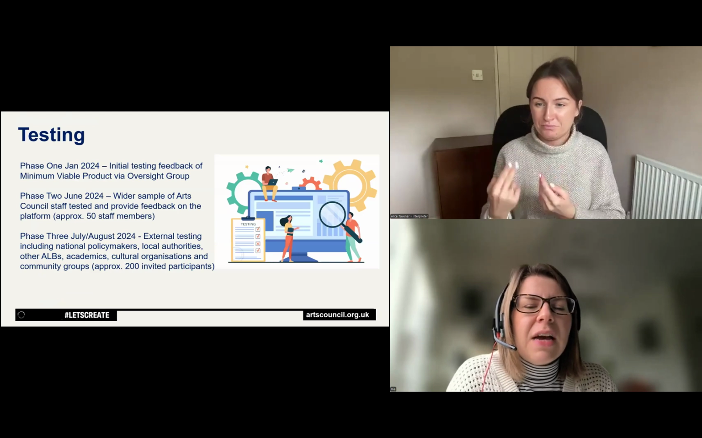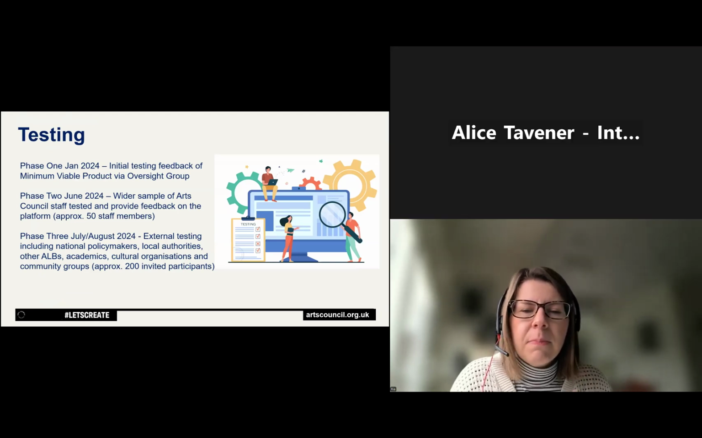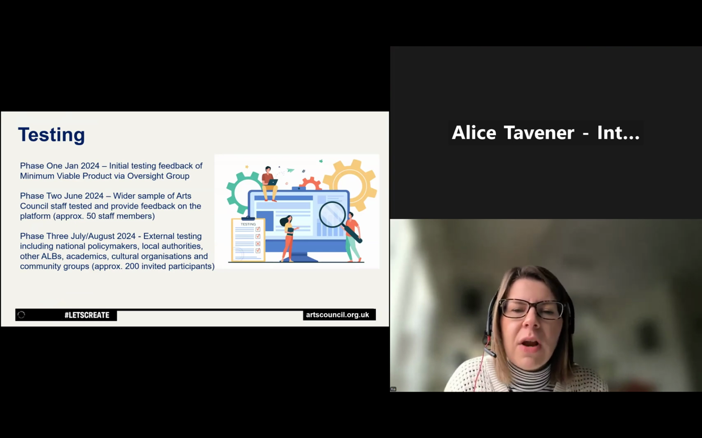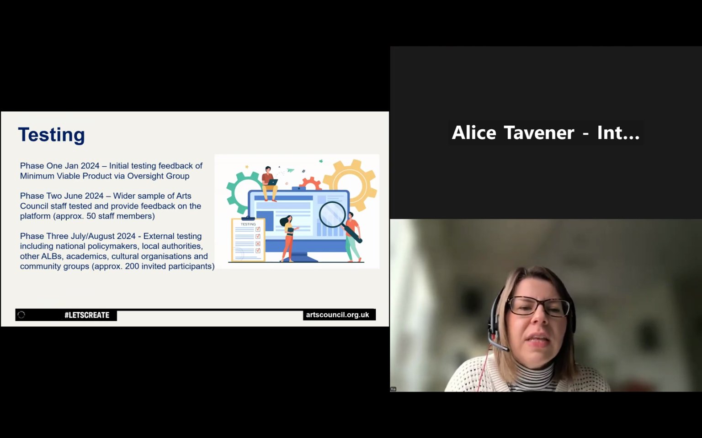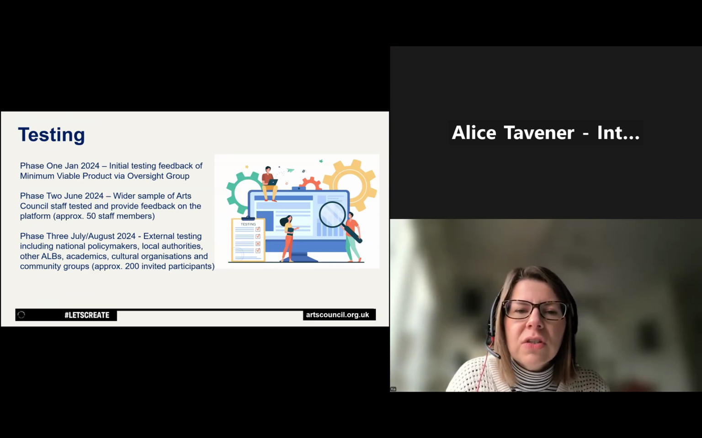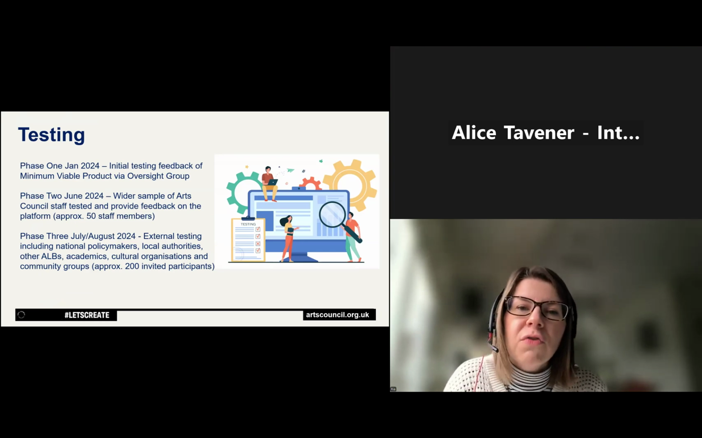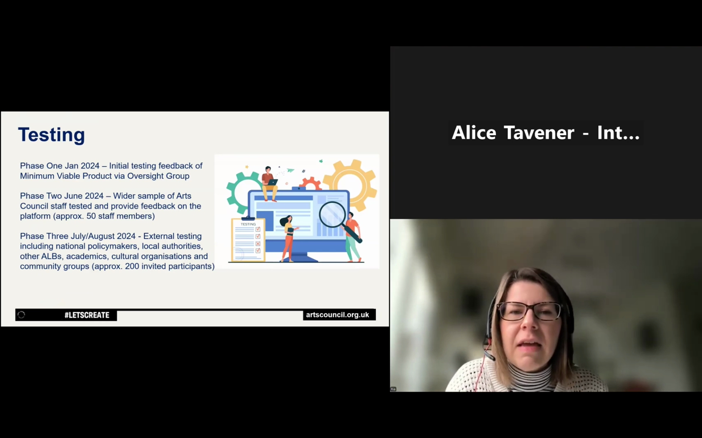Just as a bit of a breakdown of the testing phase, we had a very basic product by the start of the year that we were able to test internally. We then did wider testing with Arts Council staff, particularly relationship managers, to understand how they felt about the platform, what they might use it for in their work, and how they felt that their organisations might be able to use it. So that was a very helpful phase.